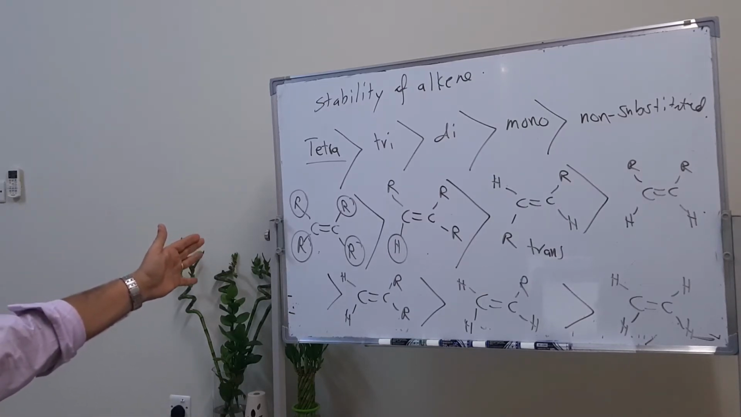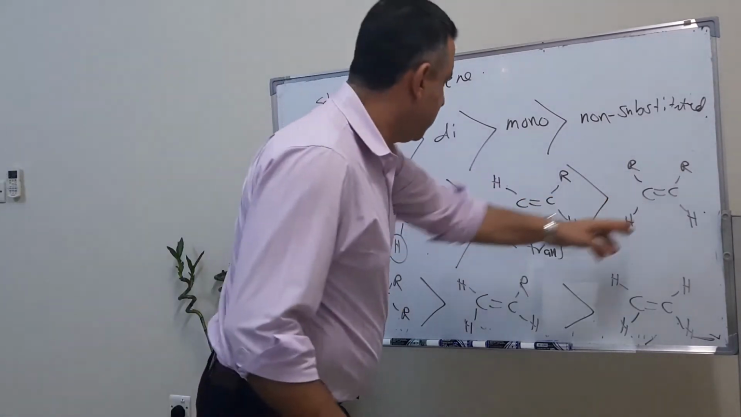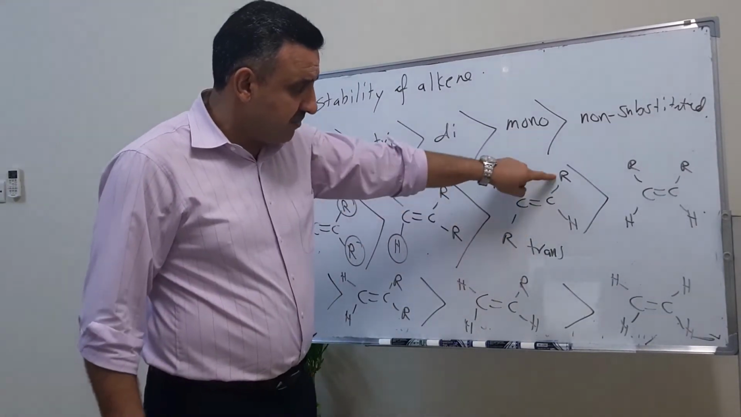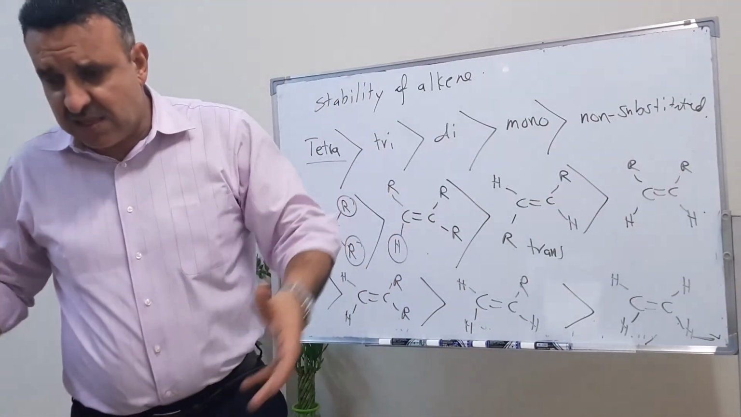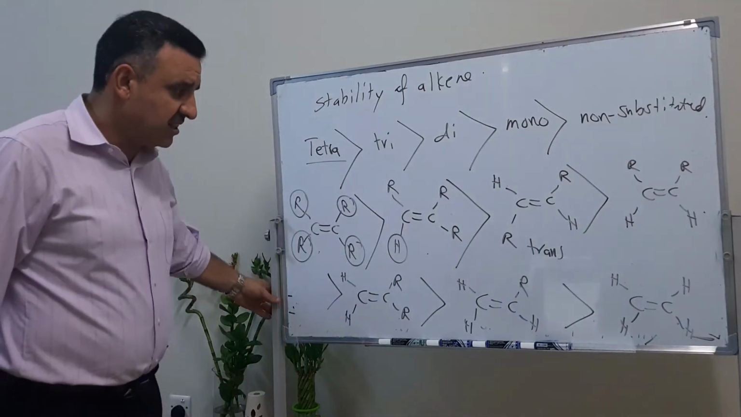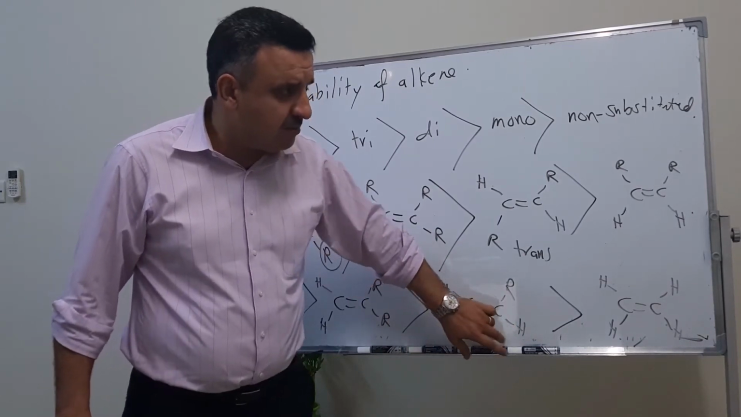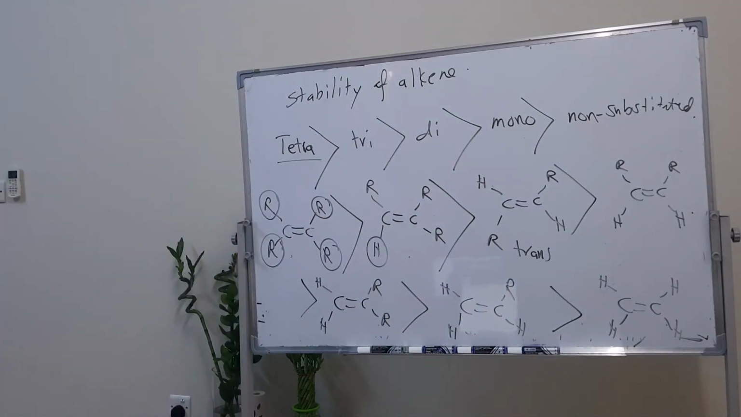The first compound, which is the most stable one, is the tetra substituted, which means the carbon double bond carbon system is attached to 4 carbons. The next one is attached to 3 carbons. These 3 systems are attached to 2, with some difference in stability. For example, I think it's obvious why the trans is more stable than the cis, because simply the steric hindrance is less in the trans system. All of them are more stable than the monosubstituted, while the monosubstituted is more stable than the non-substituted system.